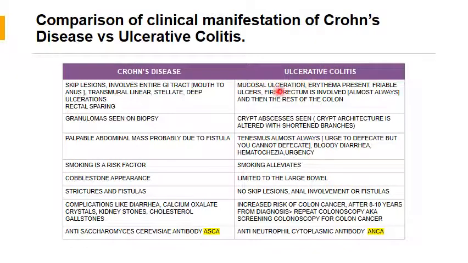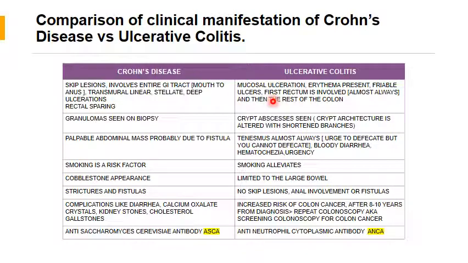Now let's see how ulcerative colitis is different. The lesions are usually superficial. They are mucosal ulcerations. The lesions are really shallow. If this is the wall of the colon, the lesions only affect this part, the mucosa. Erythema is present. There's lots of redness. Friable ulcers are present.